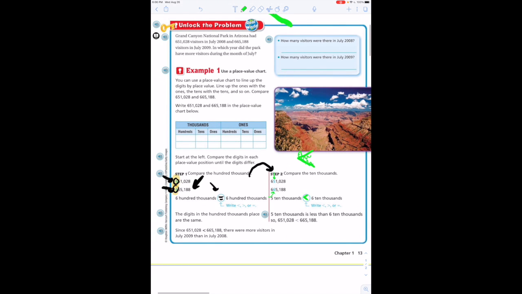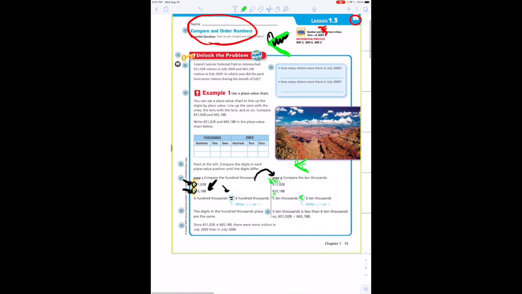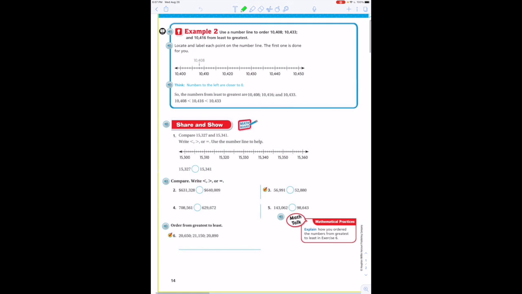You start off with your biggest digit, in this case, your hundreds of thousands. If those are the same, you move on to your tens of thousands. If the tens of thousands were the same, then you would move on to your thousands. If those are the same, you would move on to your hundreds. So let's stop talking about it and let's get to it and be about it. Let's try to do a problem together.